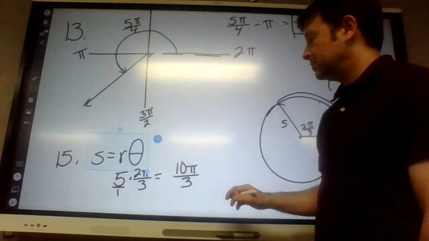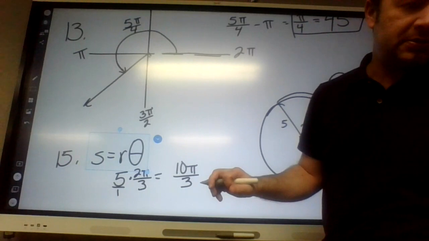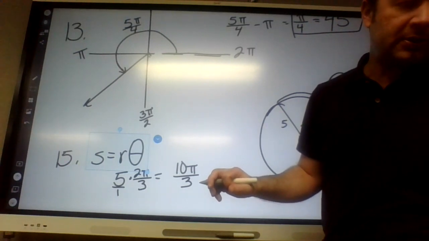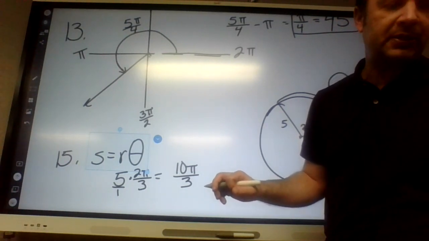It says to the nearest. Are you shaking the table? Sorry. Oh, it does say we're supposed to round to the nearest tenth, doesn't it? 10.5, yeah.